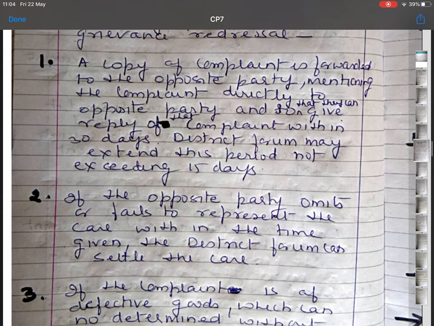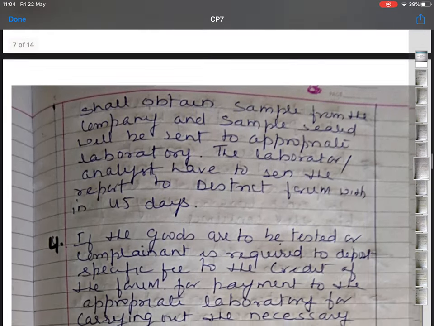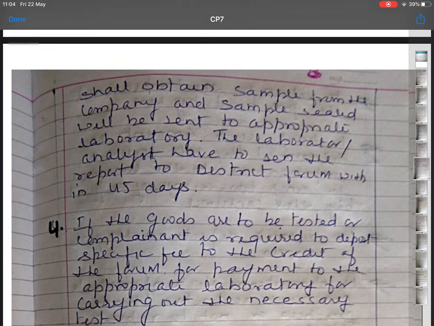Then the second is, if the opposite party omits or fails to represent the case within the time, that is 30 days, or the time given by the forum, the district forum can settle the case. Third is, if the complaint is related to defective goods which cannot be determined without proper analysis or test of goods, then the district forum shall obtain samples from the company, and the sample is properly sealed as per the procedure fixed in the forum. Then these sealed samples will be sent to an appropriate laboratory for testing.